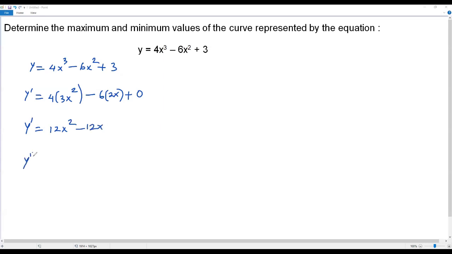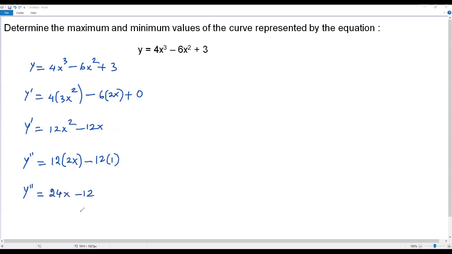And now I'm going to find the second derivative. When I find the second derivative of y prime, it becomes y double prime. Here a constant is multiplied by the variable. When I find the derivative, I keep the constant as it is and find the derivative of the variable part. The derivative of x^2 is 2x. Negative, again a constant is multiplied by the variable, so keep the constant 12 as it is; the derivative of x with respect to x is just 1. So y double prime equals 12 times 2 is 24x - 12.